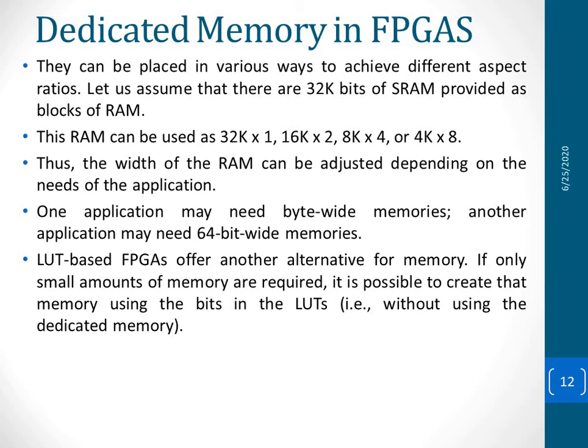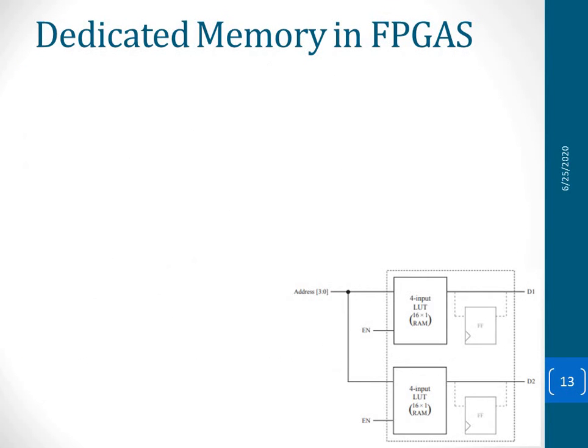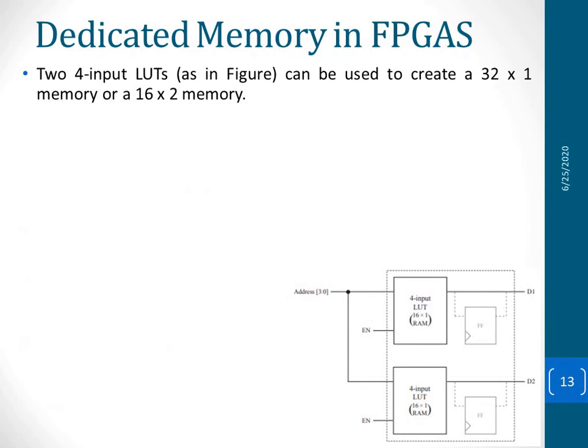LUT based FPGAs offer another alternative for memory if only small amounts of memory are required. It is possible to create that memory using the bits in the LUTs, that is without using the dedicated memory. As you know, a 4 variable LUT contains 16 bits of storage. We can create small amounts of memory by combining the storage cells from the LUTs. So this is the 4 input LUT diagram you can see. This can have 16 by 1 RAM, this also has 16 by 1 RAM. So if I combine these two, I can make it 32 by 1.